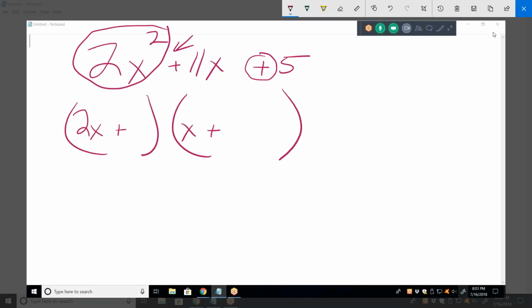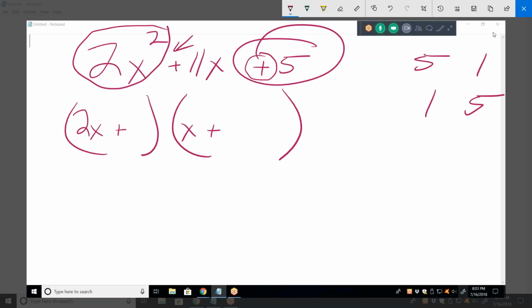Okay? Now, here's where the method changes significantly. I no longer can make statements like factors of 5 that add to the number 11. It doesn't work like that anymore. Okay? It's definitely got to be factors of 5 because you have to produce that plus 5. You can't produce that plus 5 if these two numbers don't multiply to plus 5. And there are only one set of factors for 5, and that's 5 and 1, or 1 and 5.